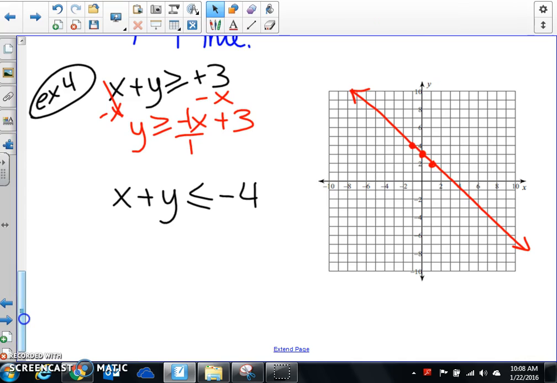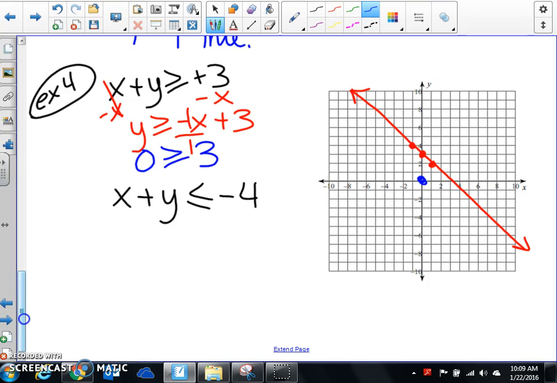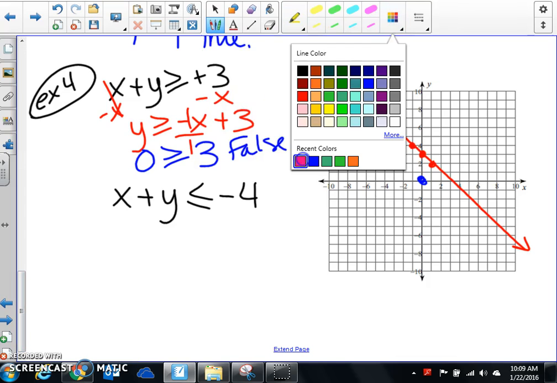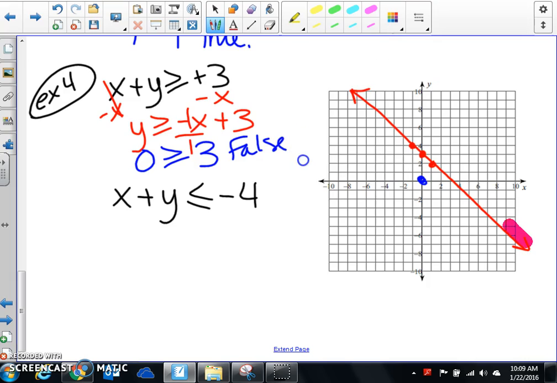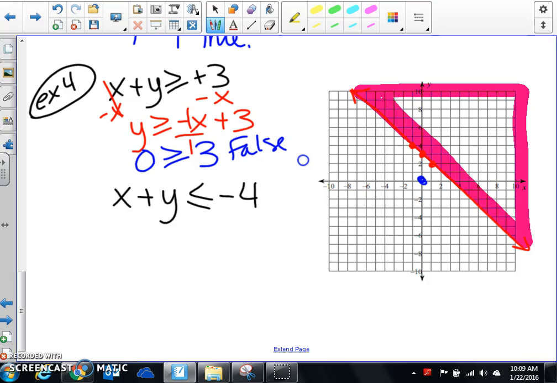Okay, I test out my point, 0, 0. Let's do it here. So 0, which is going to be here, is greater than or equal to a positive 3. That's false. So since that's false, I have to shade the opposite area. So I'm going to shade opposite, which is this side, because that is not a solution.